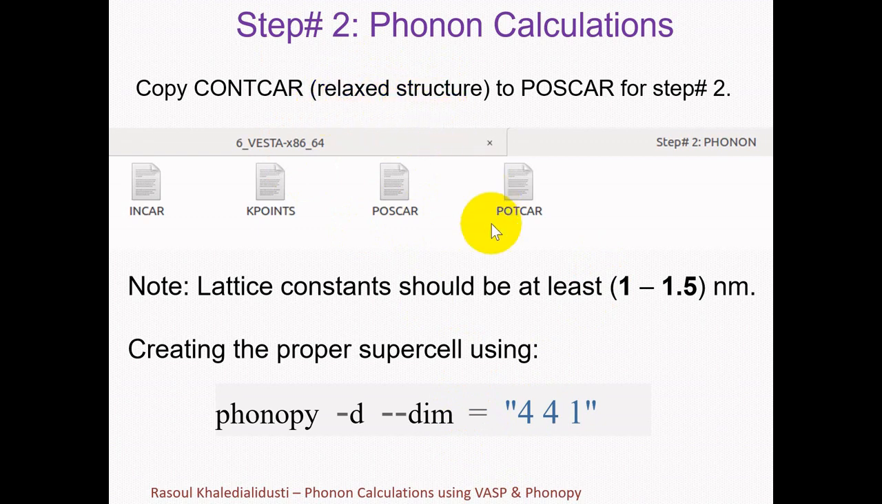Lattice constants for the phonon calculations should be at least between 1 to 1.5 nanometers. The supercell can be created by Phonopy using this command in the directory of step 2. I decided to make a 4 times 4 times 1 supercell in X, Y, and Z direction to fulfill the criteria of having lattice parameters at least 1 to 1.5 nanometers.